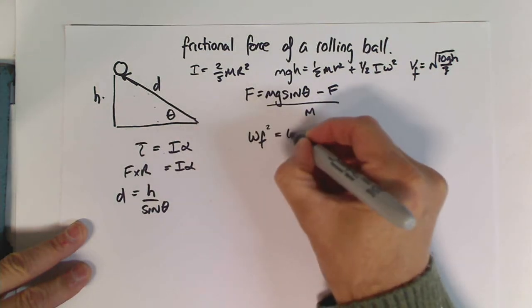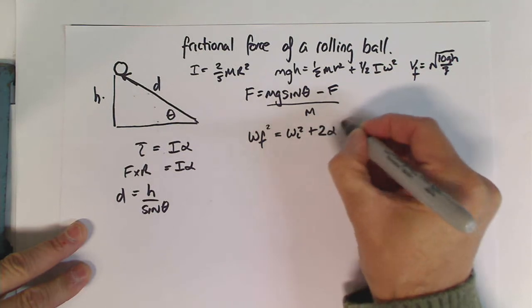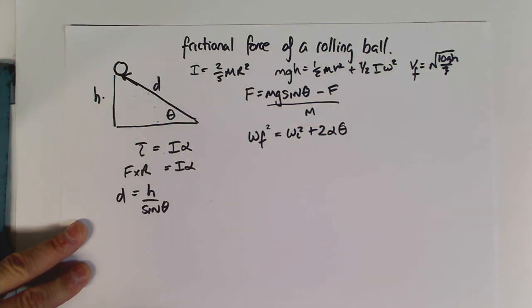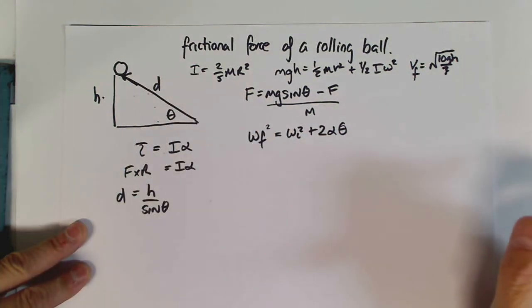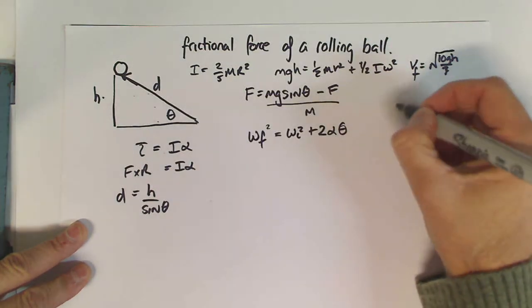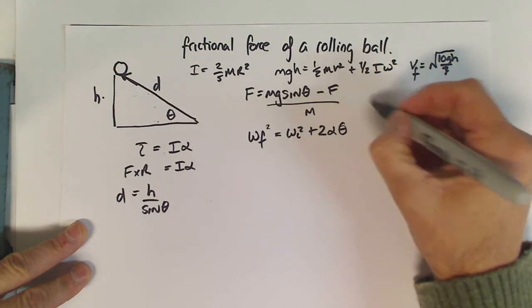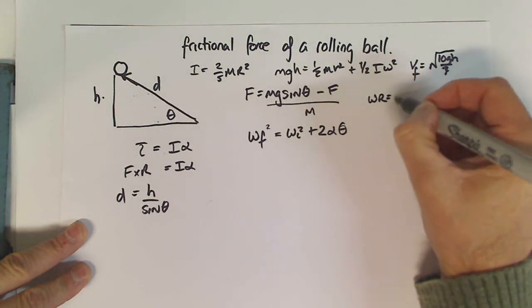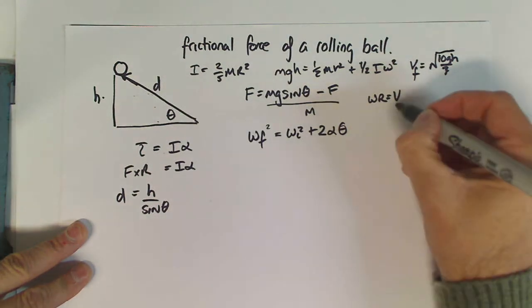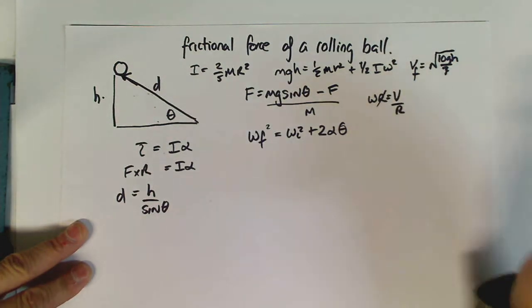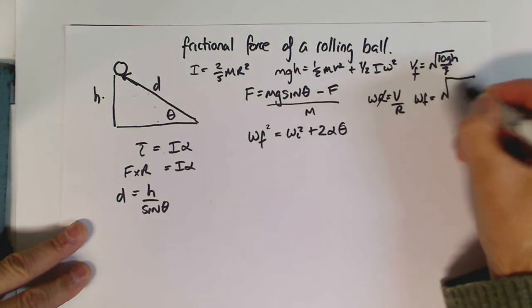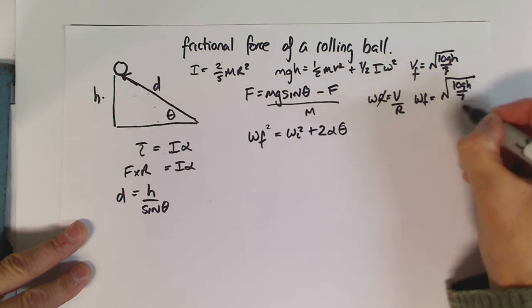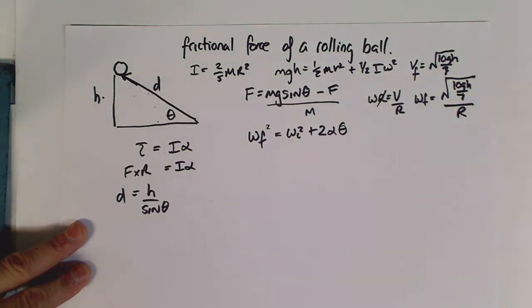Omega f squared equals omega i squared plus 2 alpha theta. Alright, theta being the number of radians, not the angle. So don't get confused by those two thetas that I just put there. If I want omega f instead of vf, we all know that omega r equals v. So we only need to divide the v by the r to get the omega. So if I actually want omega f, then yeah, I've got that 10gh over 7 all divided by r. That's our omega f.